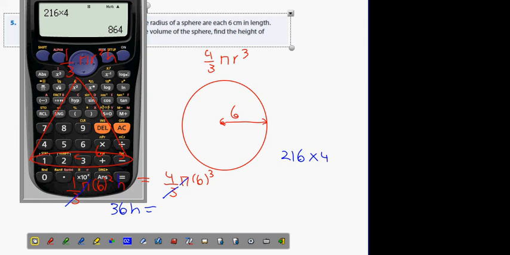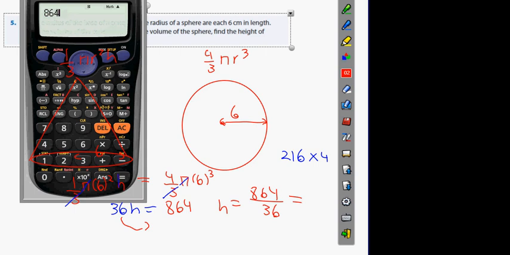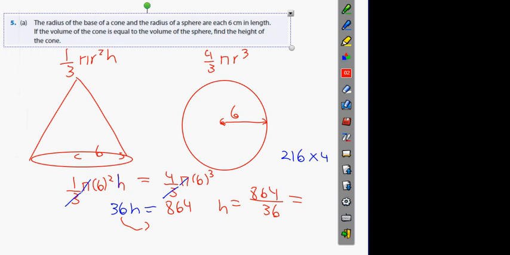And then we get 864. So 36h ends up being equal to 864. And now to finish off this, we've got to divide by 36. 864 divided by 36. And what do we get for that? 24. Okay, so h equals 24. Okay, so 24 centimeters.